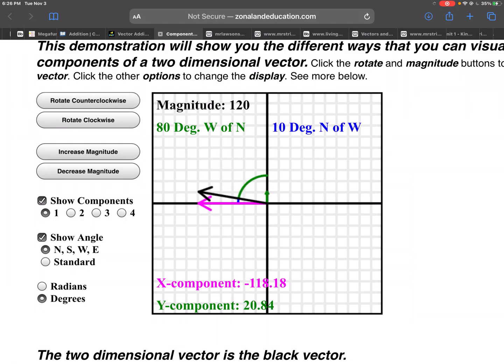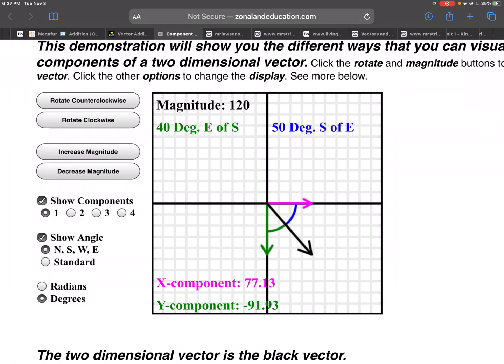And if you notice, I get to right here, I get to due west. My x component is this negative 120, the length of the vector. I have no y component. And then if you keep going in this quadrant, it's the same thing. I get here to I'm going due south, my y component is negative, my x component is 0, and then I'll come back around. Like I said, these are all complementary angles.